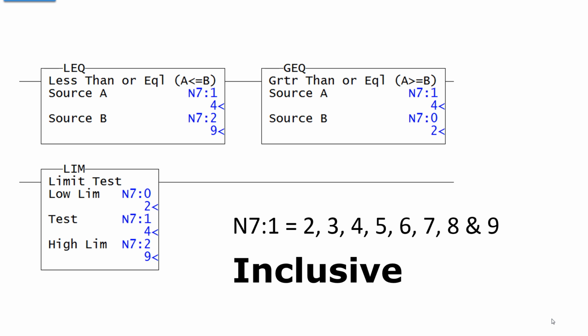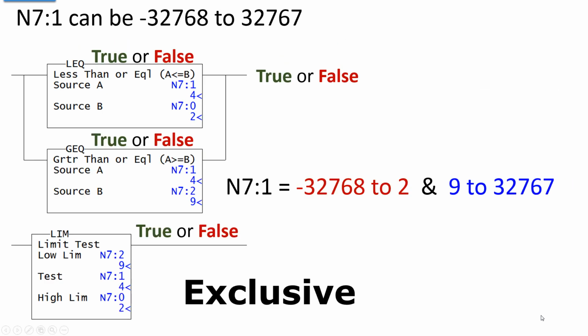I did it this way so you could compare the upper with the lower to fully understand how the limit instruction works. However, there's another way you can use the limit instruction. This one is inclusive. It includes all the values between N70 and N72, including 2 and 9. So it includes the extremes of the range and everything within the range between N70 and N72. The other method to use the limit instruction is to exclude the values between the two limits of the range.